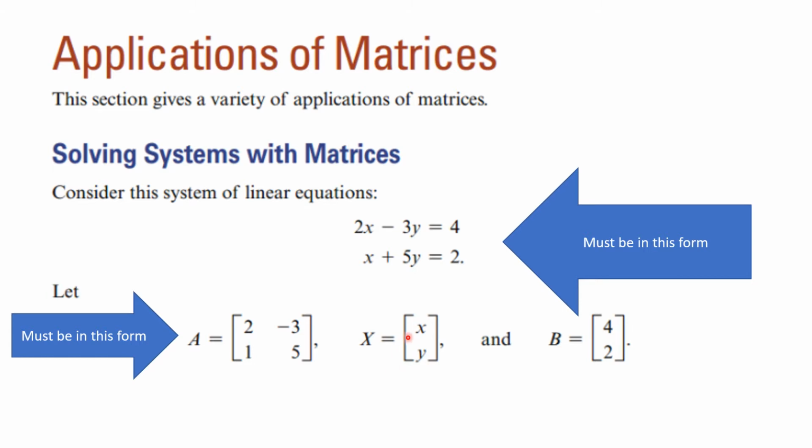This is the variable matrix. The coefficient matrix is a 2 by 2, 2 rows and 2 columns. The variable matrix is a 2 by 1 matrix, 2 rows but 1 column, and this is the variables in the order in which they appear up here, left to right. So this is x and y in this case. And then the right-hand side is b. Again, b is 4, 2, so that is going to be 2 rows and 1 column. So this must be in this form, and this must be in this form.